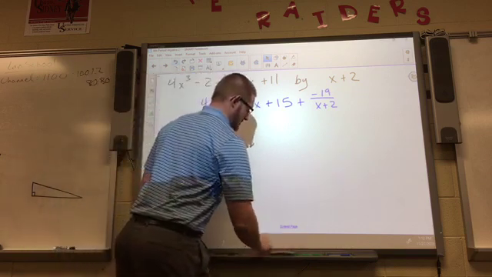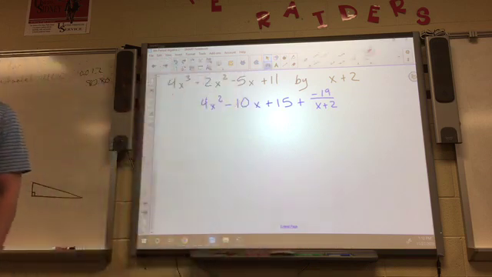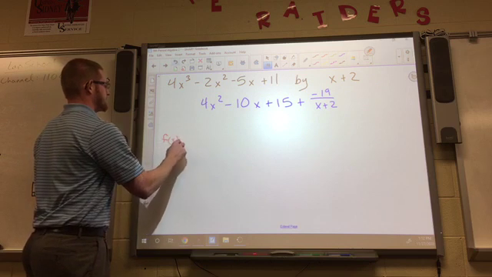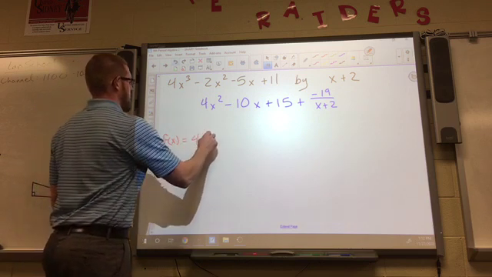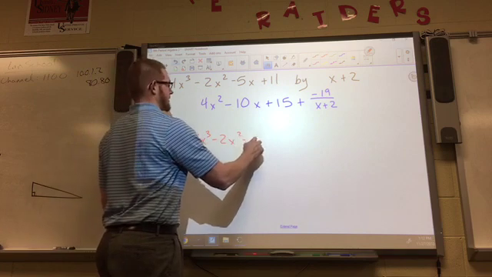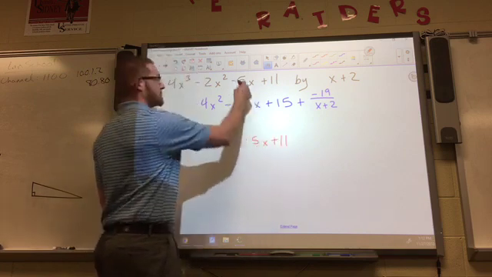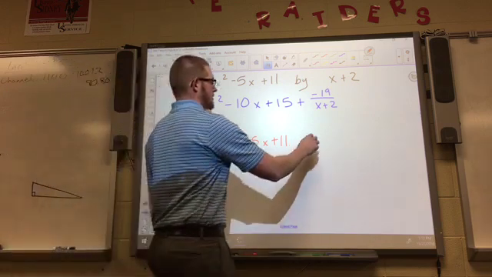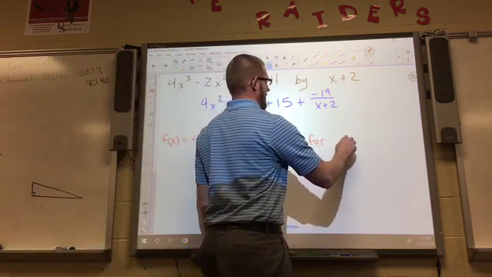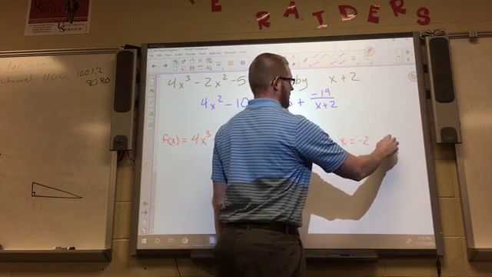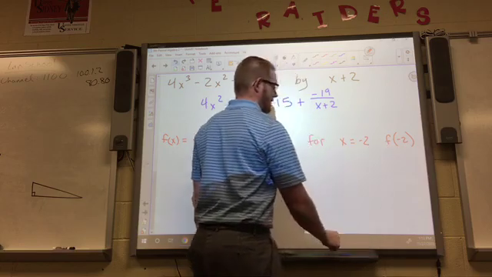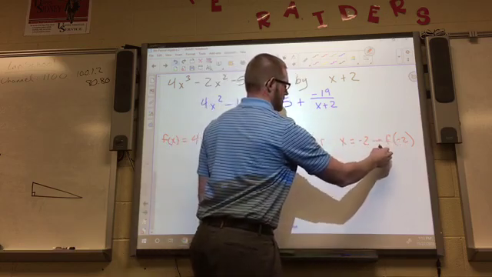Okay? Now, a similar problem they're going to give you is they are going to ask you to evaluate the function f of x equals 4x cubed minus 2x squared minus 5x plus 11. Notice same function, right? They want to evaluate this for x equaling -2, or another way to write that would be f of -2. And those mean the same thing, right? You just plug in x, right?